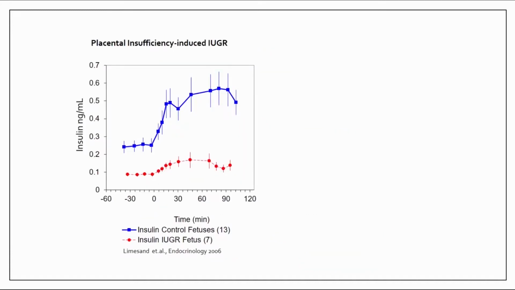What we're really interested in then is what's happening to insulin secretion. And it should be pretty obvious when you look at the control animals in blue compared to the IUGR animals that the response in the IUGR animals is marginal at best over that square wave hyperglycemic clamp. So the response is significantly blunted.